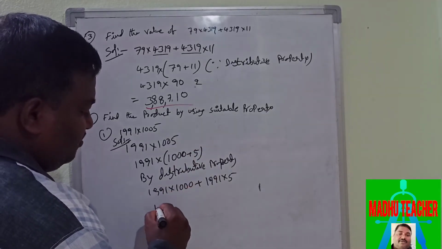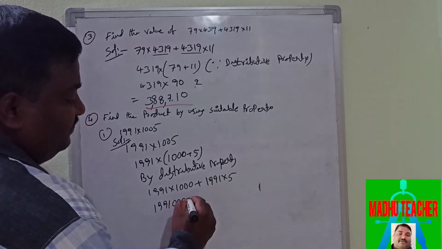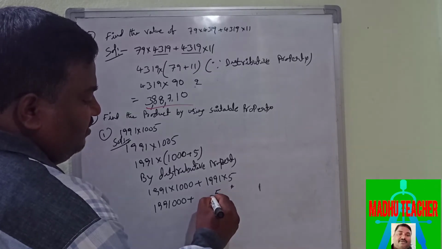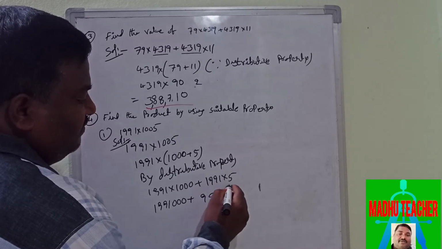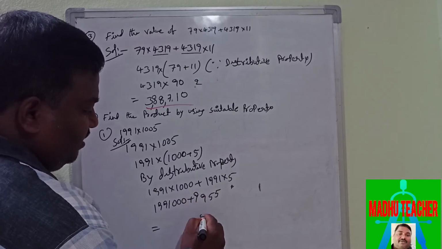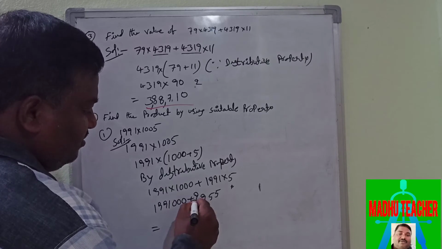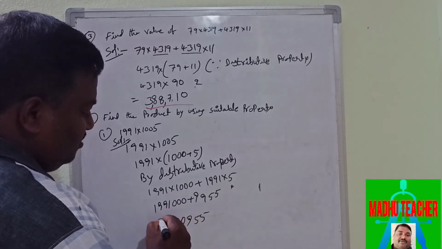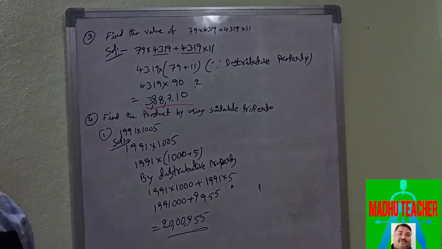So 1991 into 1000. 1991, keep 3 zeros. So 1991 into 5. 5 1s are 5, 5 9s are 45, 5 9s are 45, 49. 5 plus 4, 9. So by adding these two, 5 plus 0, 5. 9 plus 0, 9. 9 plus 1, 10. 1. 2. 20 lakhs 955 is the answer.